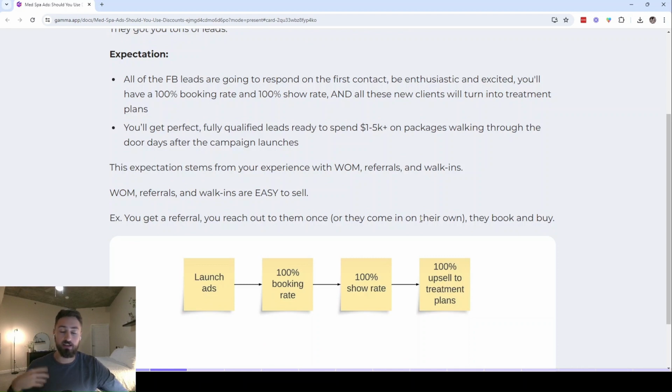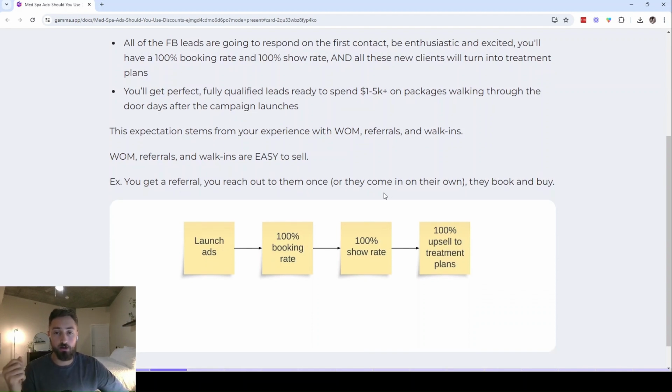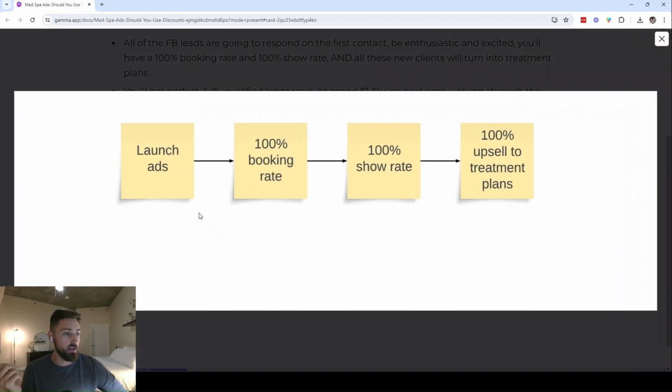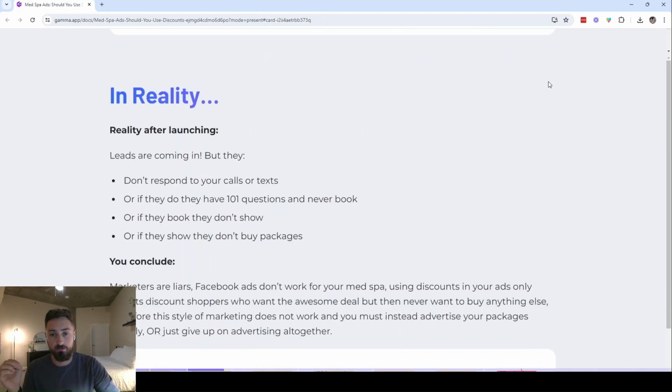For example, if I sent you a referral, you could probably reach out to them once, or you could just bank on them coming in on their own, and then they would book with you and buy with you, because word of mouth referrals and walk-ins already have some level of inherent know, like, and trust with you, right? And so your expectation is you're going to launch ads, have a 100% booking rate, 100% show rate, and then you're going to have 100% of people upsell into treatment plans.